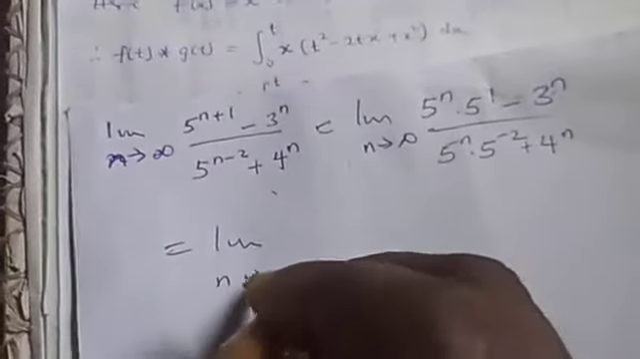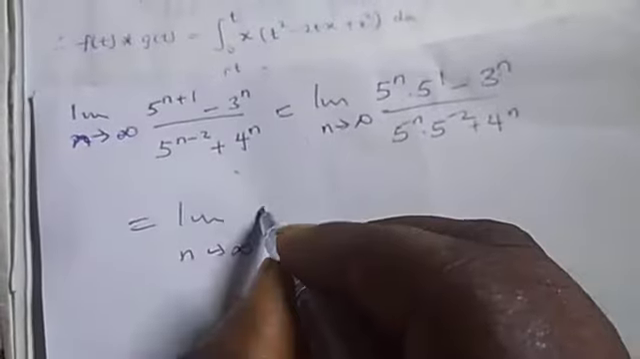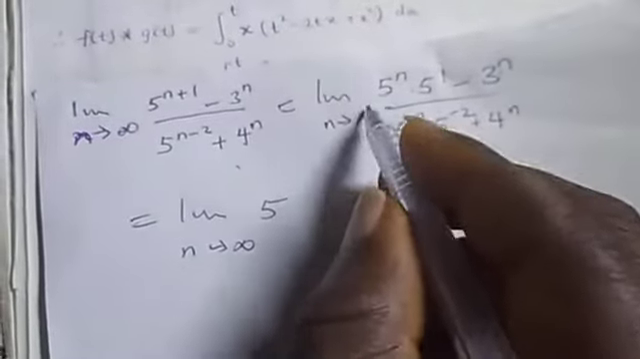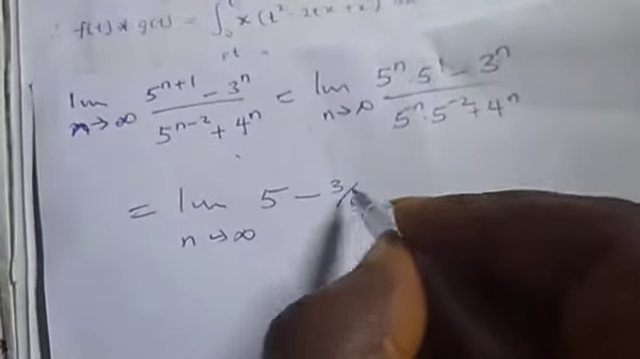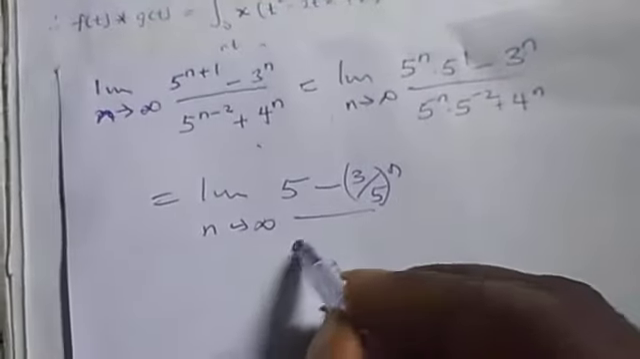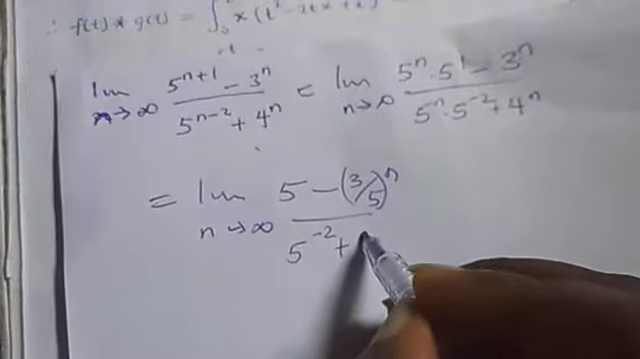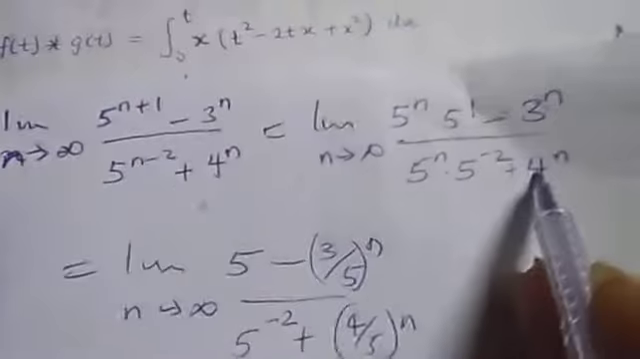So that at the end of the day, we are going to have n tends to infinity. If you divide this one by 5 raised to power n, we have 5 left. Minus, this one will become 3 over 5 raised to power n. This one too will leave. It will remain 5 raised to power minus 2. This will be 4 over 5 raised to power n because we are dividing both sides by 5 raised to power n.